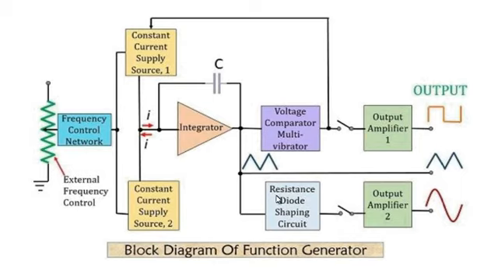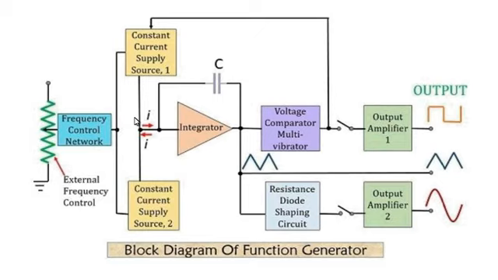Then this block is the resistance diode shaping circuit. What is the function of this resistor diode shaping circuit? It gives shape to the triangular waveform and converts it into the sinusoidal waveform, and we can see the sine wave at the output of the second amplifier. Now let us start with the generation.